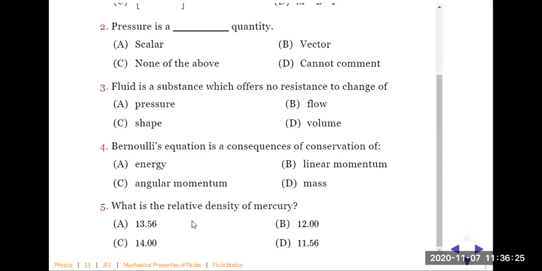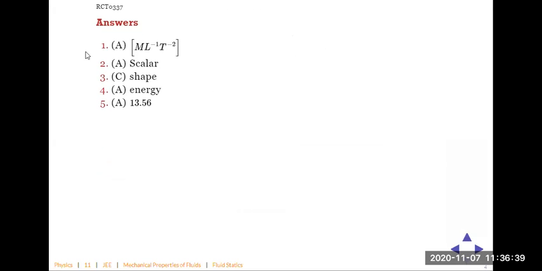Okay, what is the relative density of mercury? Anyone who remembers this? Yes, okay. Very good. So let's see the answers. Everyone is correct in question number 1 and question number 5. For 4, those who knew are correct.